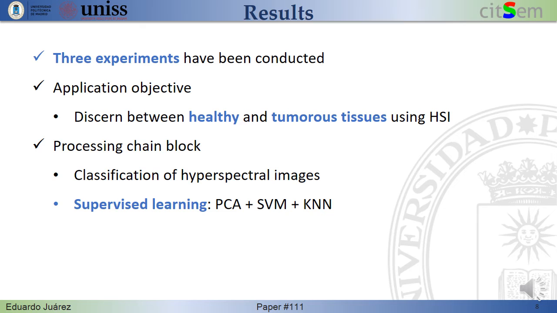The supervised learning block takes the input hyperspectral image and analyzes it in parallel using 2 algorithms, a principal component analysis, PCA, and a support vector machine, SVM, generating a one-band representation of the image and a preliminary classification of it, respectively. These results are then combined through a k-nearest neighbors (KNN) filtering algorithm to obtain a refined classification map.